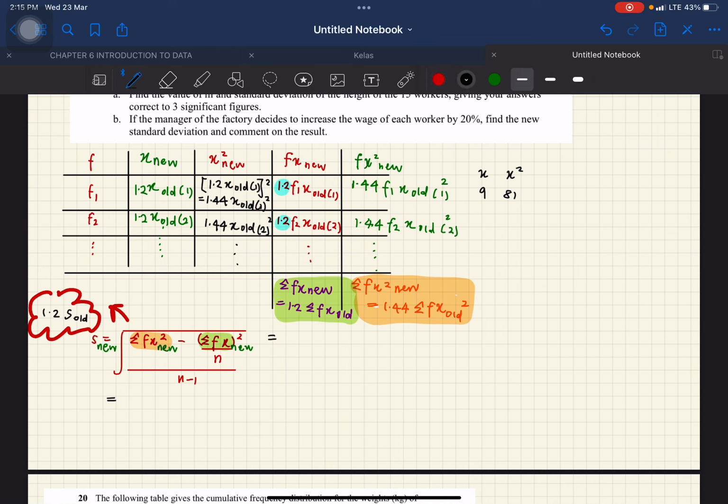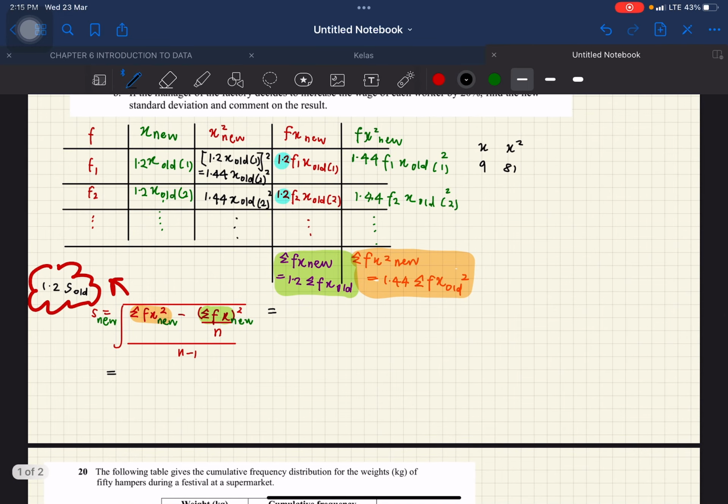Okay, so let's do this together. So just substitutekan the orange highlight punya value. So you have 1.44 summation of Fx old, kita square kan, and then minuskan the one with green highlight. So you have 1.2 summation Fx old, don't forget the square, over n. Okay, and then oopsie, overkan lagi dengan n minus 1.